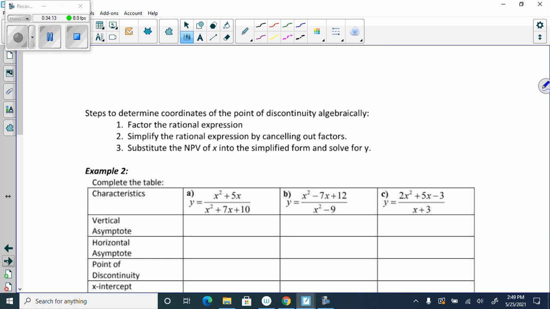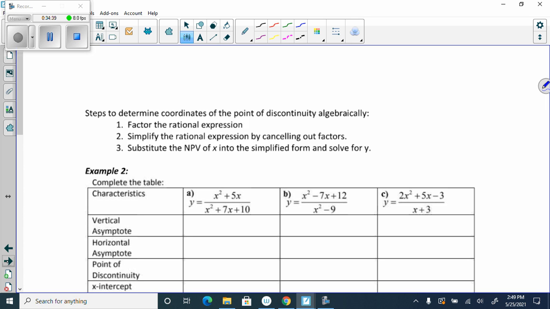Now we're going to go over to here. So, steps to determine coordinates of a point of discontinuity. Where will points of discontinuity happen? Points of discontinuity can happen when your numerator is greater than your denominator, or your numerator and denominator are equal, but they're both degree 2. They both have to be degree 2. If they're both degree 1, we get a horizontal asymptote, we're done. If they're both degree 2, you could factor them and stuff could cancel.